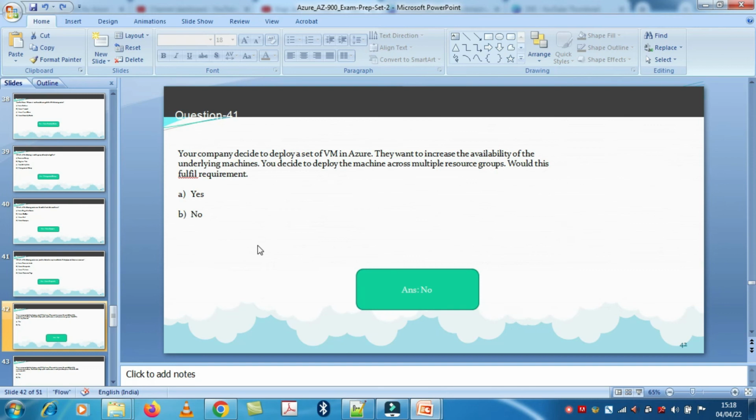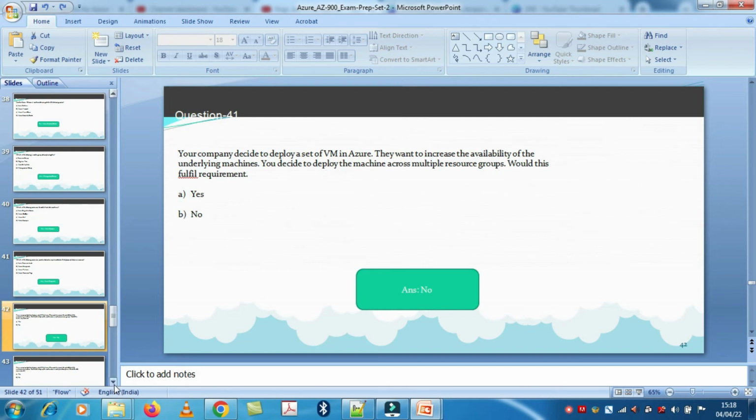If you want to increase the availability, that means failover, right? There should not be any failover. You remember there is something called availability zone and availability set, and that is what it's talking about here. You decide to deploy your machine across multiple resource groups. Obviously it's no, the answer is no.